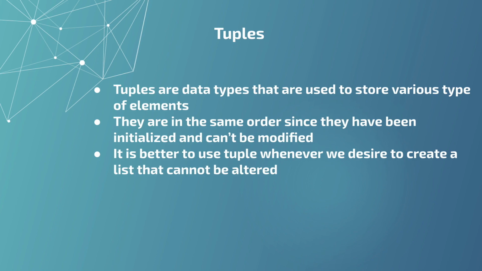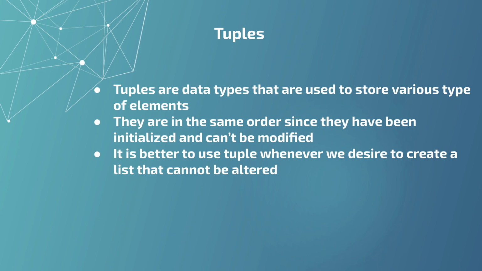Tuples are data types that are used to store various types of elements. Whenever you initialize a tuple, all the elements will remain in the exact order that you declare. Once initialized, a tuple cannot be modified. It is better to use a tuple whenever we desire to create a list that cannot be altered, as opposed to the dynamic nature of lists, where we can add elements, change the order, pop out some elements, and so on. Tuples are much more strict.